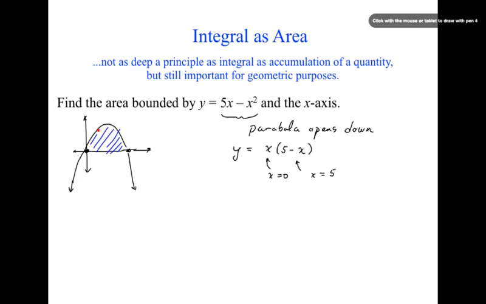What do those rectangles look like? They look like this. This is going to be called our typical strip, because the whole region is made up of a lot of these typical strips. We'll calculate the area of one of those, and then we'll use the integral to sum them all up. So what is the area of the typical strip?